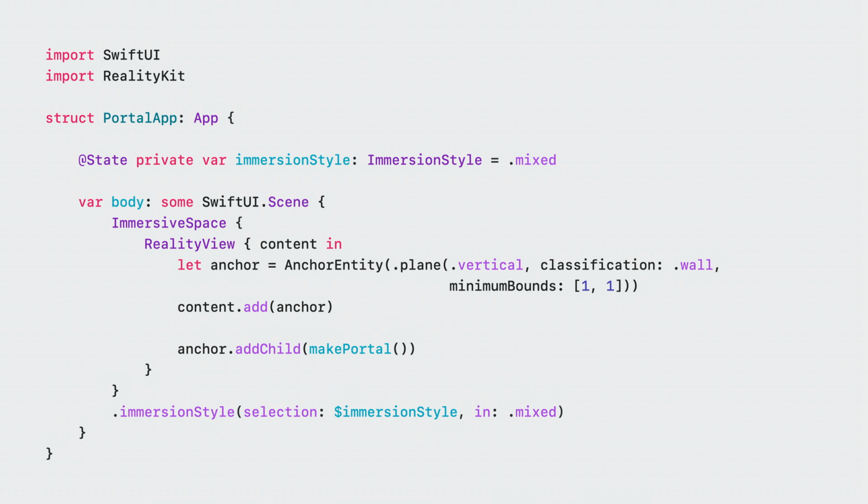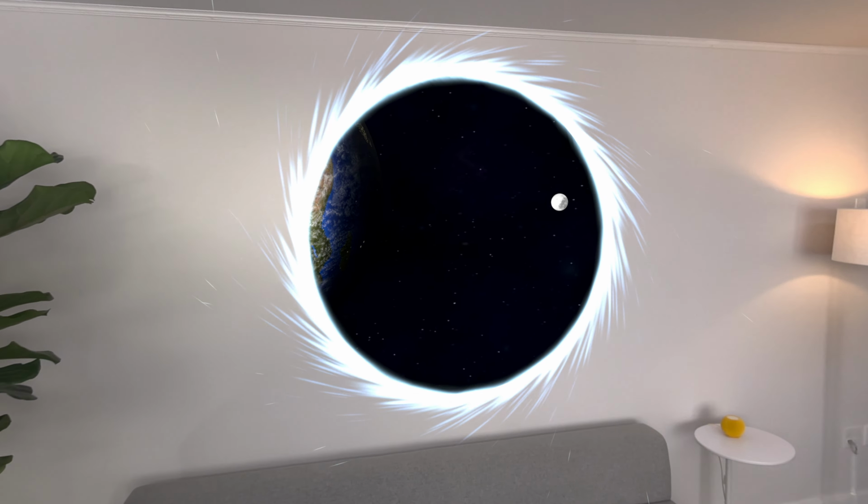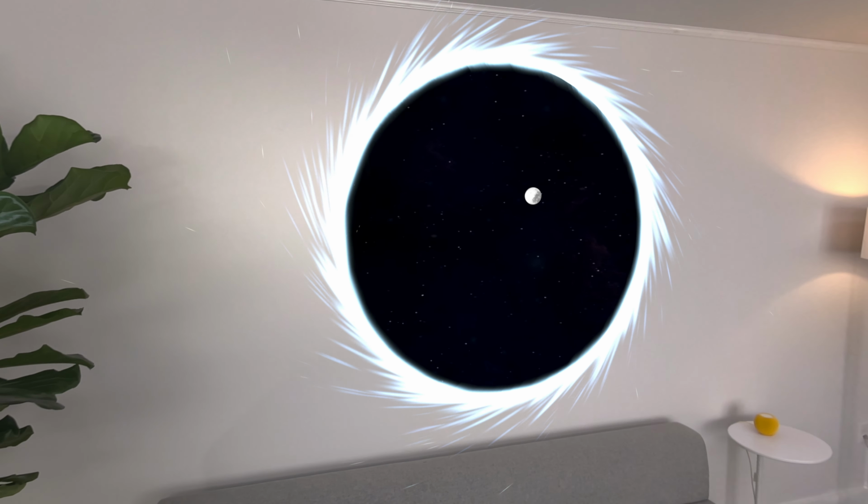Inside of our RealityView, we can use an anchor entity as a container for our portal. We initialize an anchor entity with a specification of the type of surface that we would like to anchor our content on. In our case, we are looking for a vertical wall with a minimum size of 1 meter by 1 meter. When an anchor is found that matches this specification, RealityKit will automatically attach our content to the wall. And we are finally done. When we run our app, we get a portal that is attached to the wall.